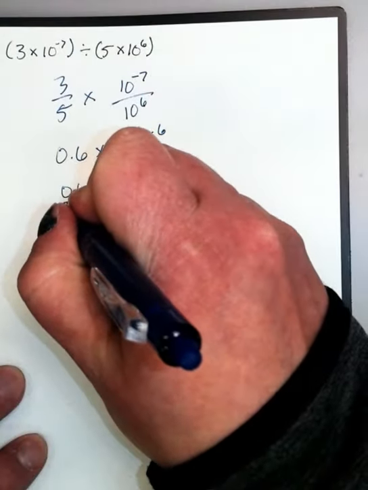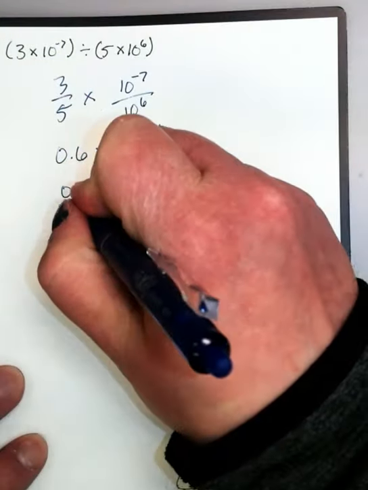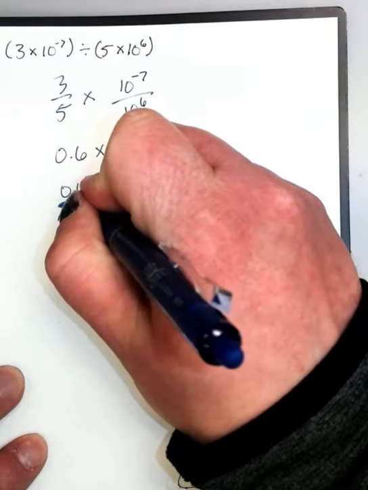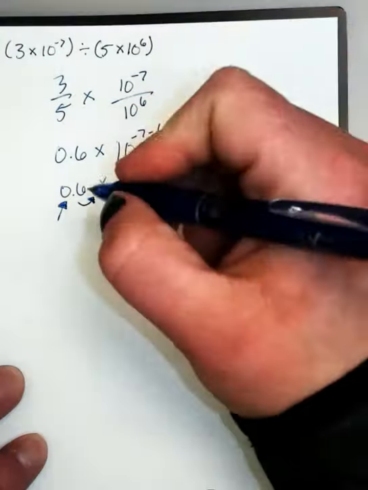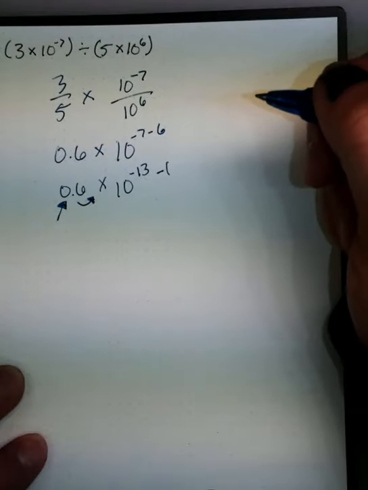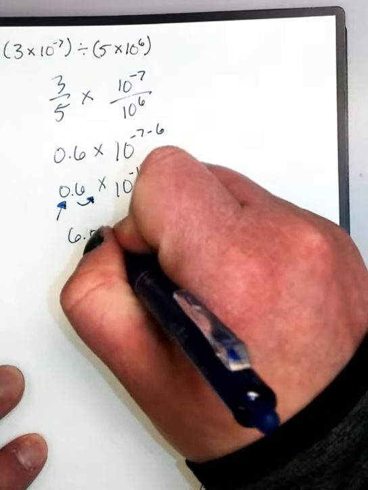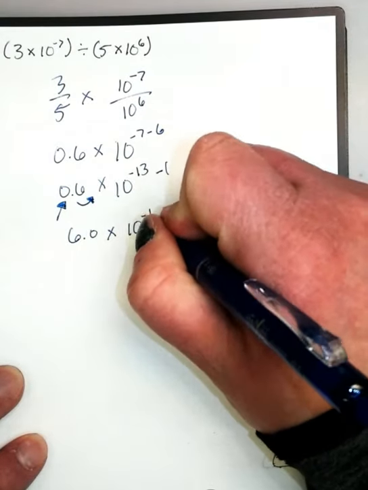But this front number is equal to 0, and we can't have that. So we're going to move our decimal point one place to the right, so we're going to subtract another place value from here. This is 6.0 times 10 to the negative 14th.